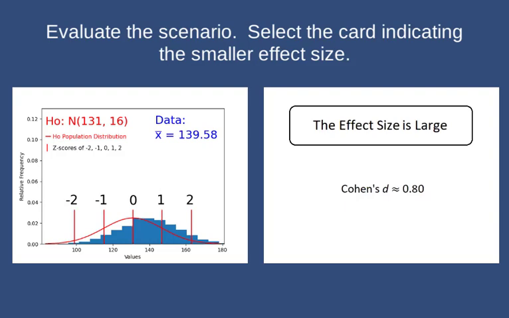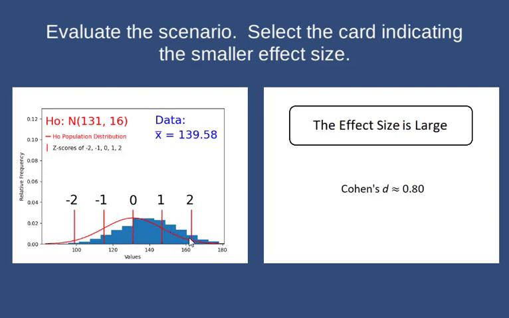For this activity, you'll be picking the scenario showing the smaller effect size. Effect size is the number of standard deviations that the sample mean is away from the population mean. On the right, we can see Cohen's d. That's one way to measure effect size. And so Cohen's d of 0.8 lets us know that there's 0.8 standard deviations that the sample mean is away from the population mean. On the left, we see the visual representation.